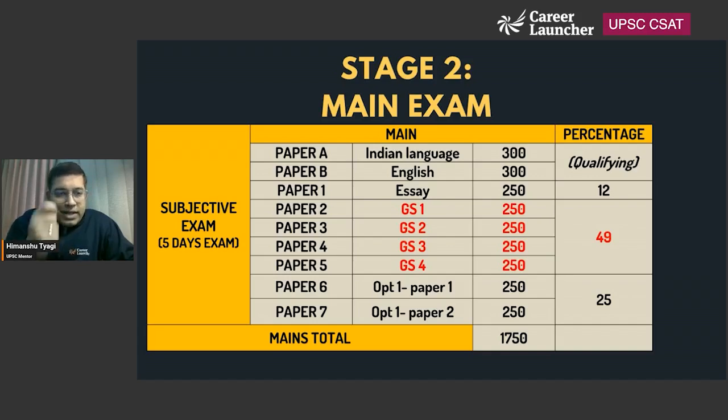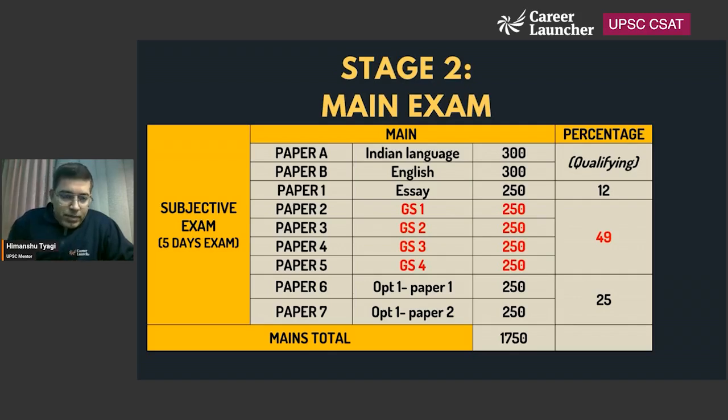Now, the rest of the 7 papers, which are paper 1, 2, 3, 4, 5, 6, and 7, these are where the total marks are being counted for your final selection. Paper 1 is called the essay paper, paper 2 is General Studies 1, then General Studies 2, then General Studies 3, and General Studies 4. And then there are 2 optional papers. There is one optional subject that you need to choose, and there are two papers of that optional subject: optional paper 1 and optional paper 2.